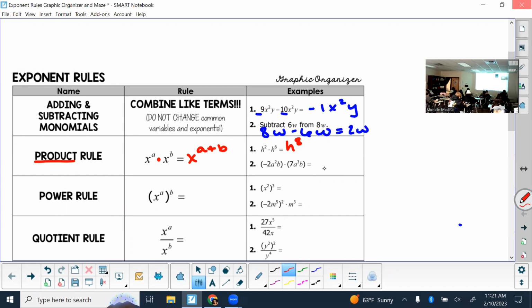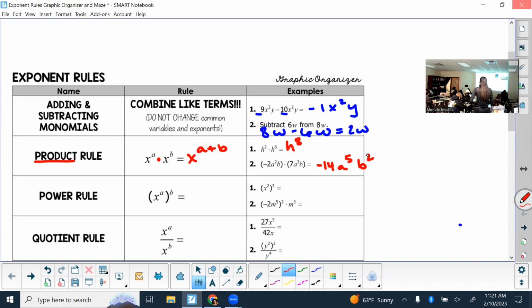Down here, they do not have to be like terms in order to multiply them. So just follow the rules. Coefficients are normal though. Like -2 times 7 is good. Those you don't add, you multiply normally. But the variables with the exponent, you add. So what will be on the A now? Good, 2 plus 3 is 5. And what will be on the B? Good. Because if it's not written, it's assumed to be 1. So 1 plus 1 is 2.